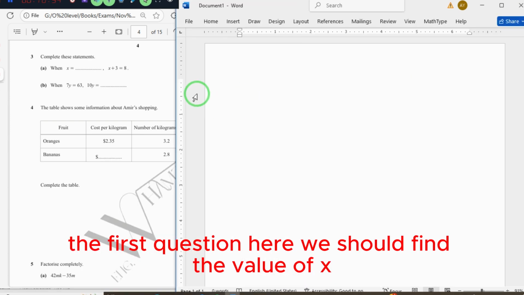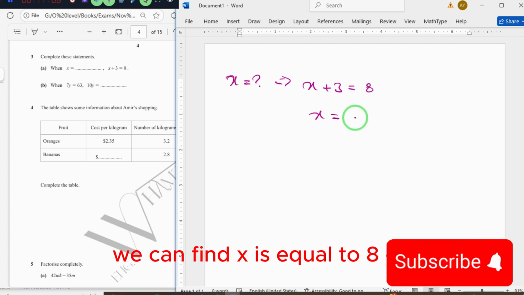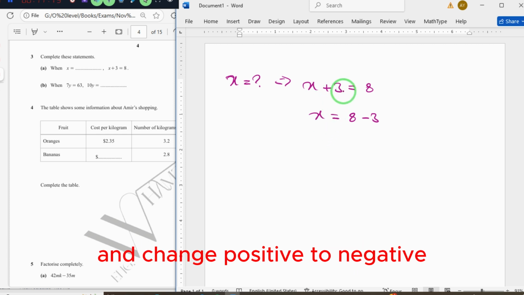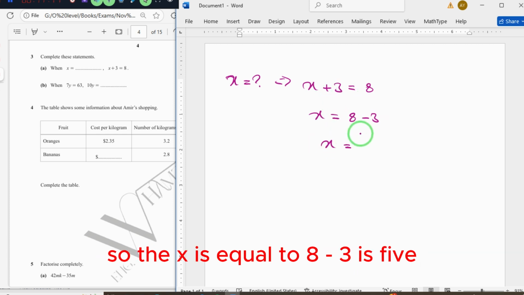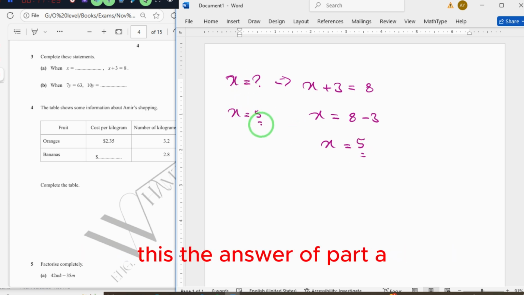In the first part, we should find the value of x, given that x plus 3 is equal to 8. We can find x equal to 8 minus 3. We carry the 3 to the right side and change positive to negative. So x is equal to 8 minus 3, which is 5. This is the answer of part A.